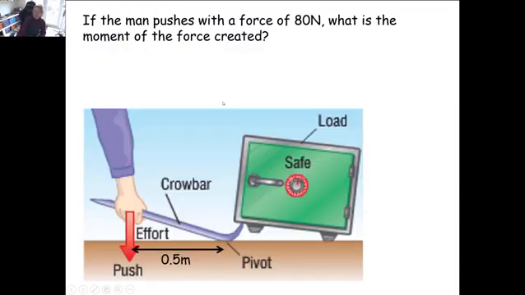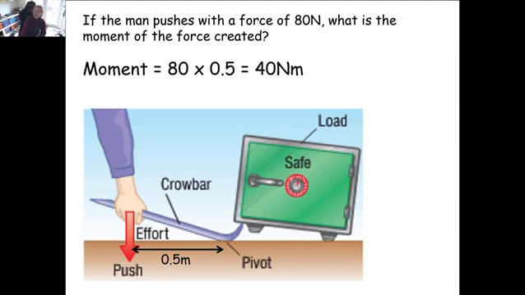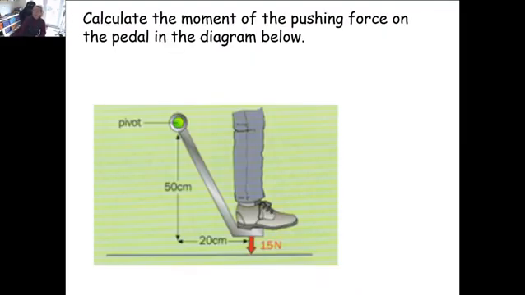Have a go at working out this one. If the force is 80 newtons and that perpendicular distance is 0.5 meters, then what would the moment be in this situation? Again, quite simply, the force is 80 newtons and the perpendicular distance is 0.5 meters, so our moment is going to be 40 newton meters. The last one, which is a little bit more tricky: if you have somebody pushing down on that pedal with a force of 15 newtons, what will be the moment of that force?